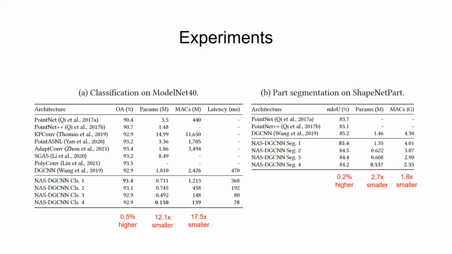For part segmentation, our method achieves a maximum MIOU of 85.4%, outperforming the original DGCNN segmentation network. Within a 1% drop, we compressed the network by more than 2.7 times the number of parameters and 1.8 times the amount of computation.